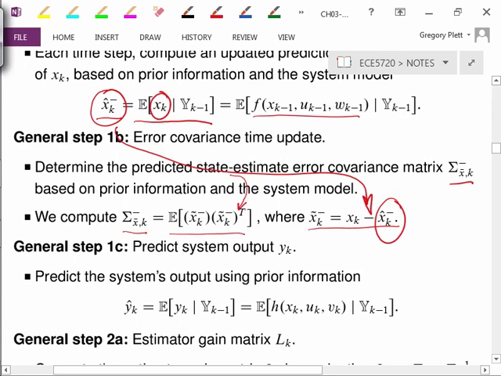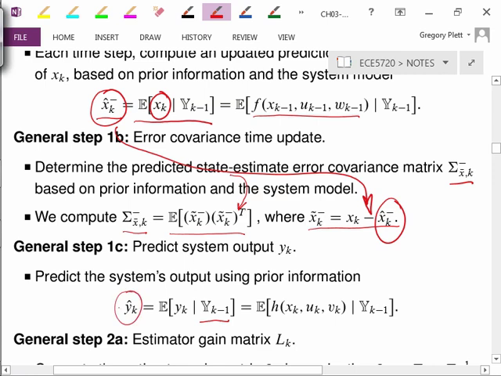General step 1c says I need to predict the system's output. And this uses prior information. So y hat equals the expected value of y given previous measurements. And I suppose I could put a minus sign on there to remind us this is a prediction, but there should be really no ambiguity, because if I had already made the measurement at time k, then y hat plus is simply whatever I measured, because I already know it. I don't have to predict it. So y hat has to be a prediction.